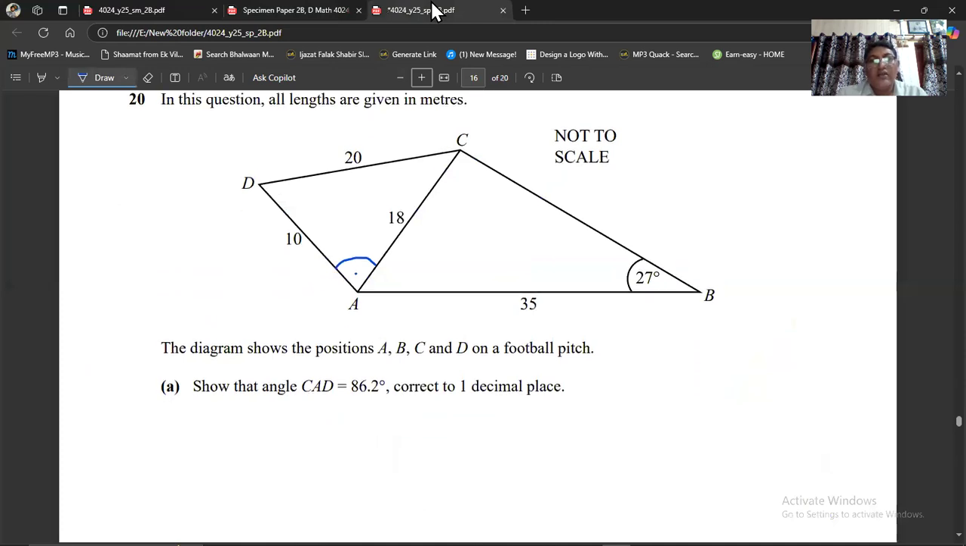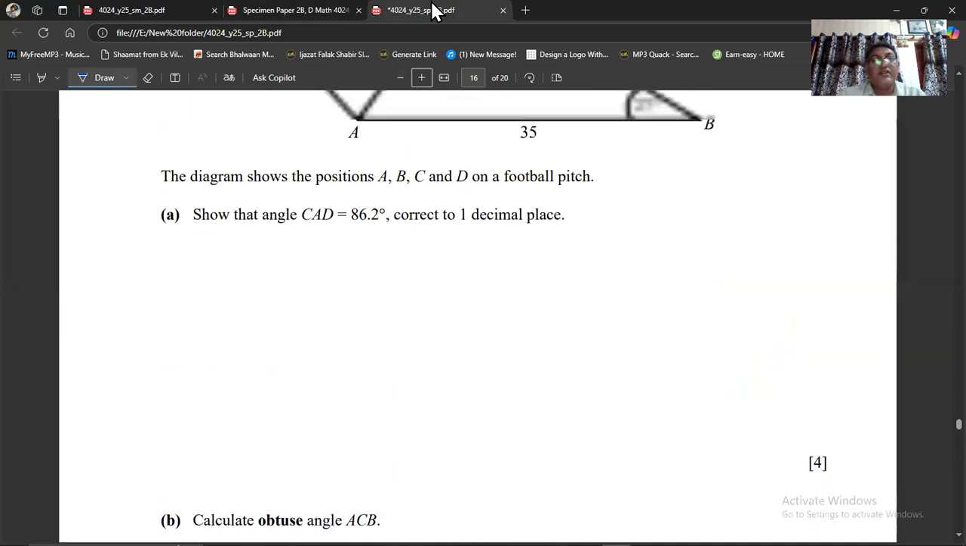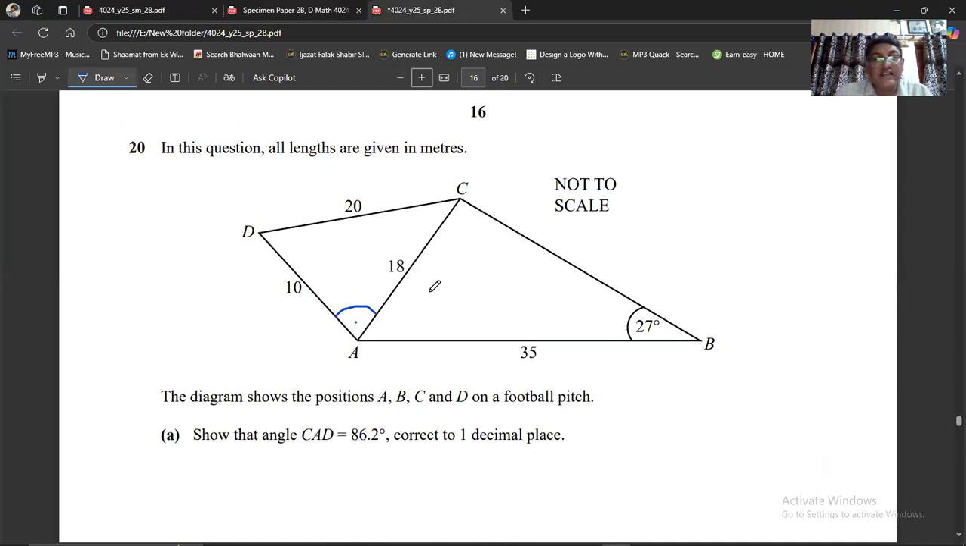Now we are going to the next part. It says calculate the obtuse angle ACB. They want me to find this angle ACB. Opposite to this angle is 18, and opposite to this side, which is 35, is this angle. I want to find out this angle.